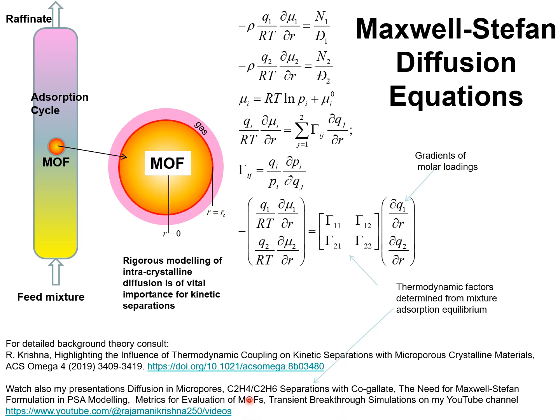In a previous presentation on separation of mixtures of ethene and ethane using cobalt gallate, I had underscored the large errors that will accrue by adopting the LDF formulation. Today, I'm going to present experimental evidence to support that conclusion I had drawn in my previous presentations.